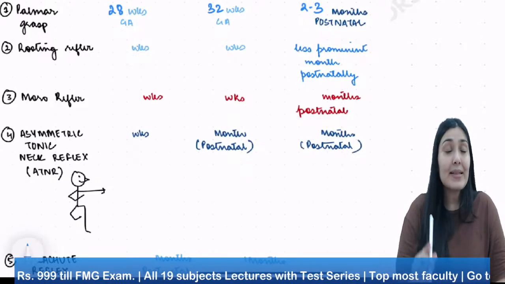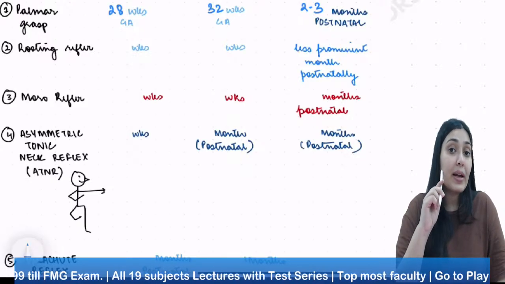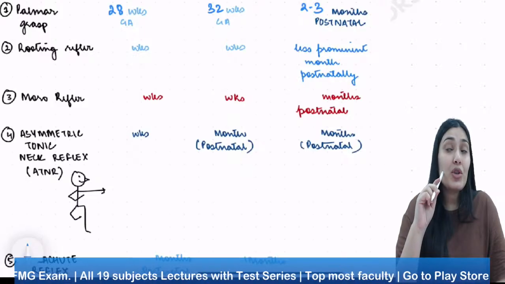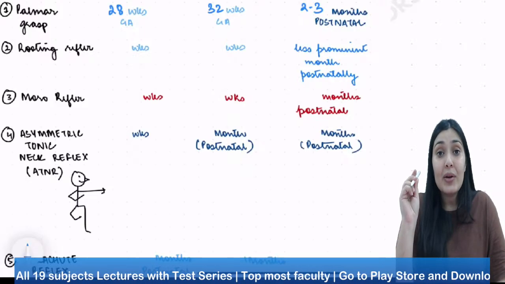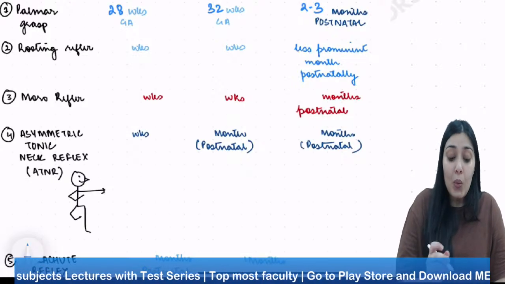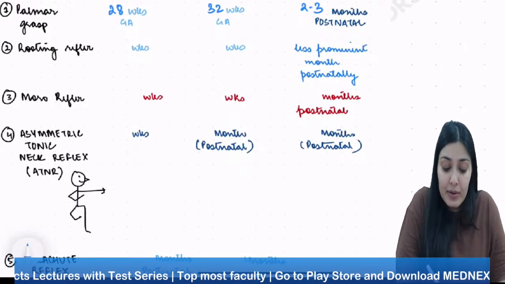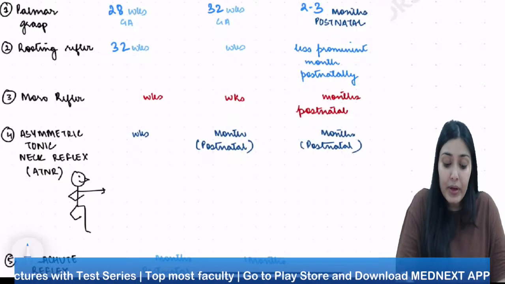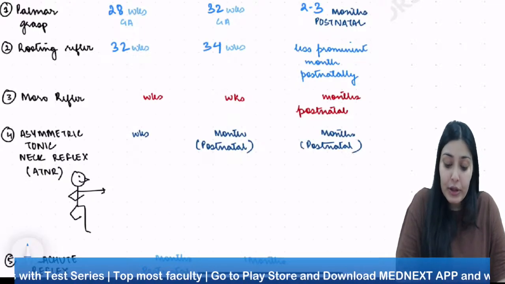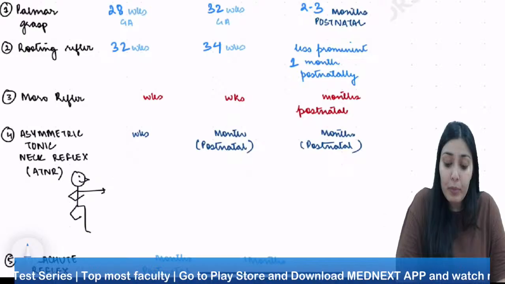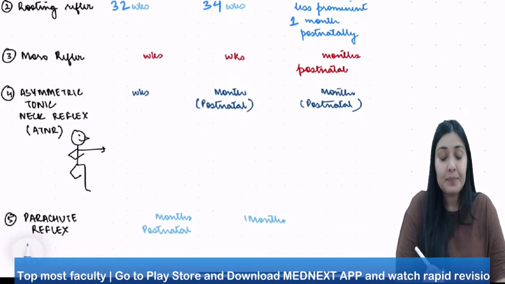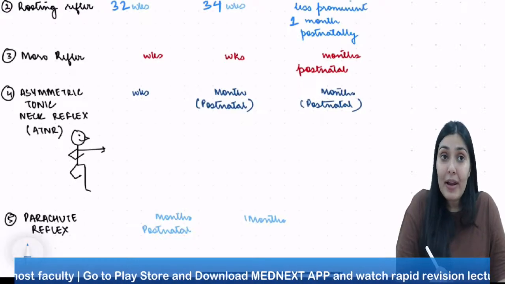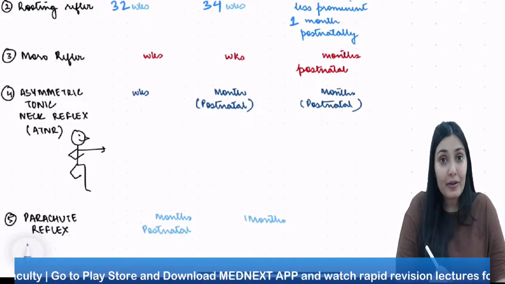Moving down to the second reflex, the rooting reflex. What is the rooting reflex? If I stroke the cheek of the child, what will the child do? The child will turn towards that stimulus in order to search for the breast. Right? This is the rooting reflex. When does this rooting reflex appear? This appears around 32 weeks, is fully developed after 34 weeks, and becomes less prominent 1 month postnatally.